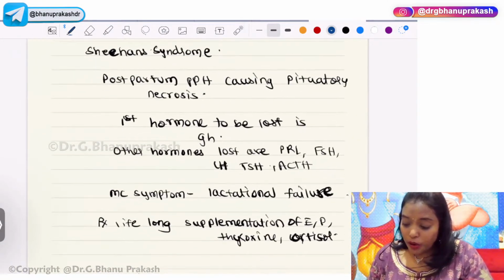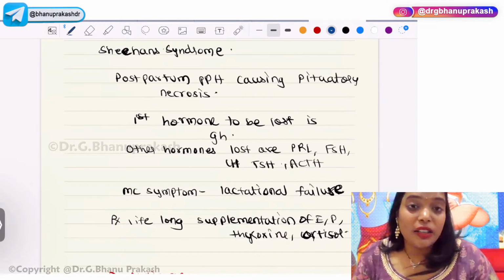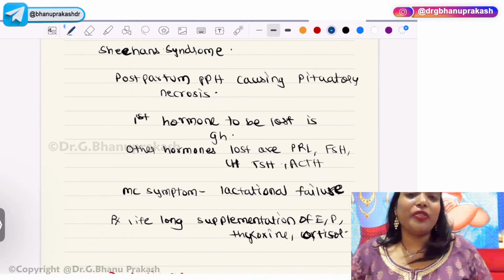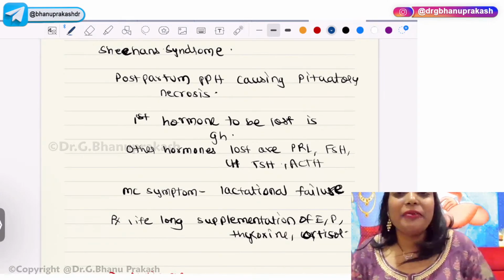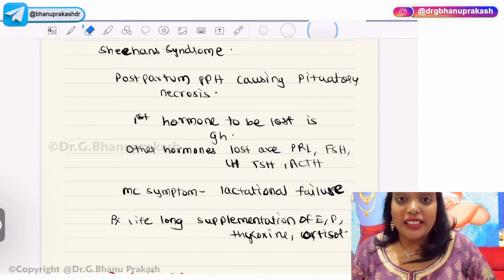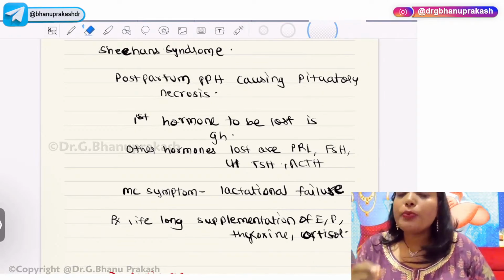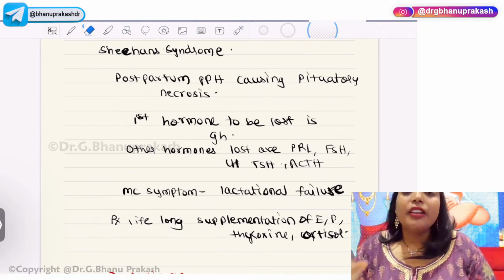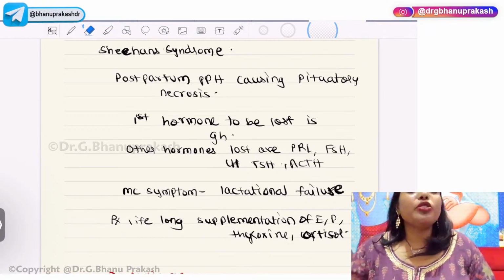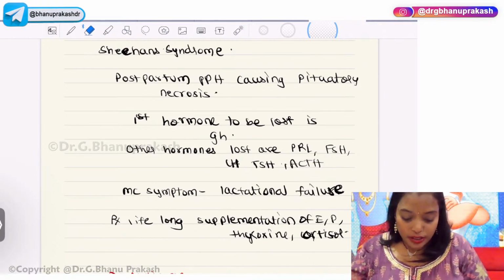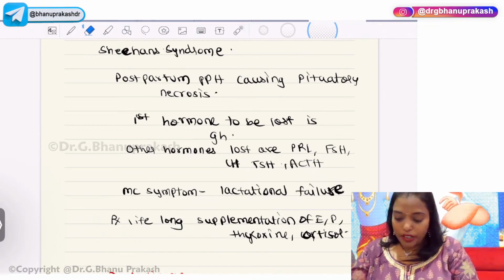Next, in pituitary cause we have Sheehan syndrome. Somehow Sheehan's is very favorite for all students. Don't you agree? So what is happening in Sheehan's? In Sheehan's you have postpartum pituitary necrosis due to PPH.